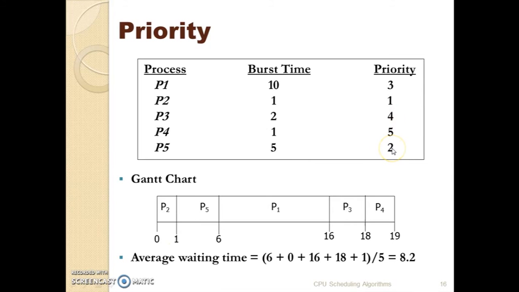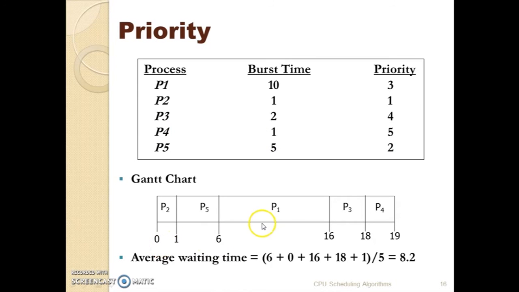After that, it was P5 because it has a priority of 2. P5 got executed for 5 seconds, so 1 plus 5 is 6. Next is P1. P1 has a priority of 3, so it is the third process that needs to be executed, and the burst time is 10 seconds. So P1 got executed for 10 seconds, followed by the fourth priority number, which was P3 for 2 seconds, and at the last P4 for 1 second.